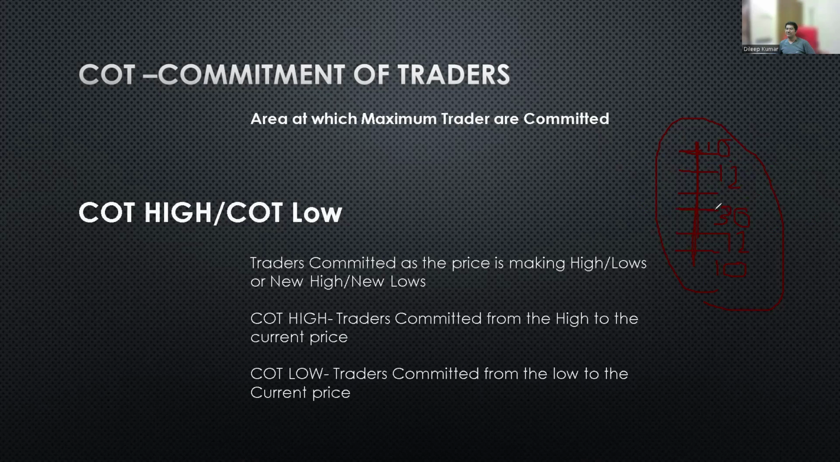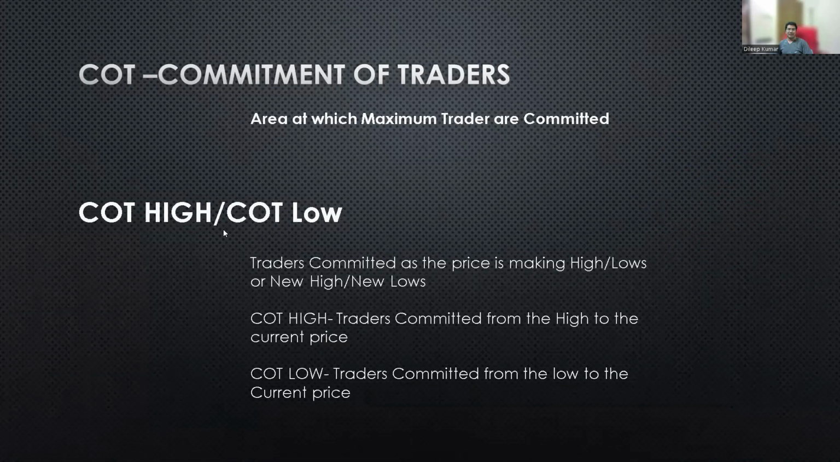When you combine the left and both, this is the area where maximum volume is. This we call COT, commitment of traders. This is where the maximum traders have been committed. So based on how the price is closing or where the COT is, based on that we try to understand where the market might head, where the support and resistance is.